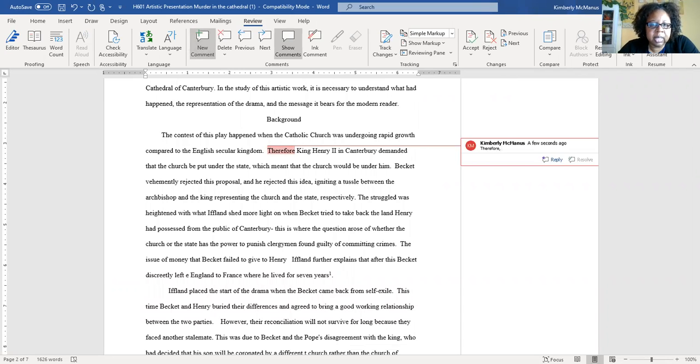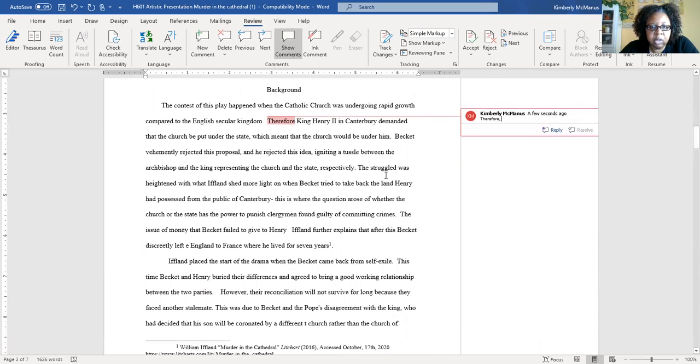King Henry II in Canterbury demanded that the church be put under the state, which meant that the church would be under him. Becket vehemently rejected this proposal and rejected his idea, igniting a tussle between the archbishop and the king, representing the church and the state respectively. It's a long sentence, but it'll work. The struggle.